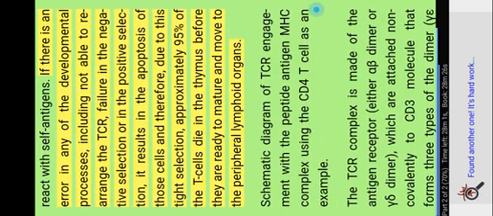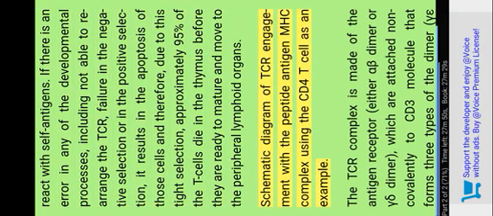If there is an error in any of the developmental processes, including not being able to rearrange the TCR, failure in the negative selection or in the positive selection, it results in the apoptosis of those cells. Due to this tight selection, approximately 95% of the T cells die in the thymus before they are ready to mature and move to the peripheral lymphoid organs. Schematic diagram of TCR engagement with the peptide antigen MHC complex using the CD4 T cell as an example.